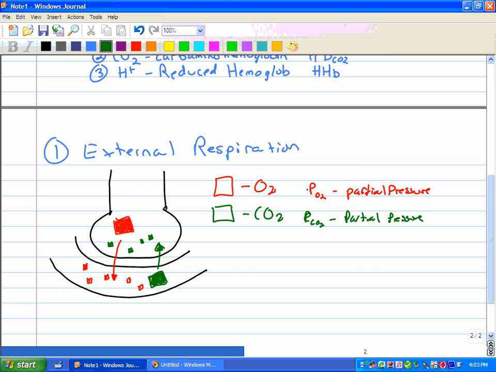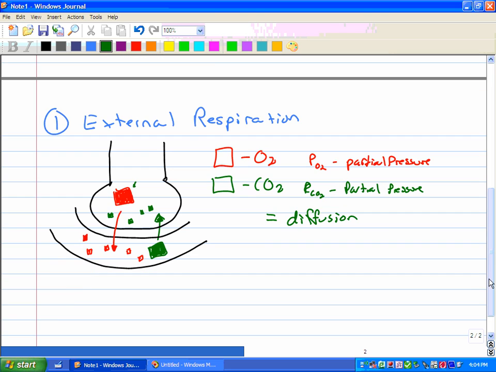What that partial pressure just means is pretty much the amount of gas that's in a certain area. So this would be a high partial pressure of oxygen, and this would be a low partial pressure. This would be a high partial pressure of CO2, and that would be low. And that's what facilitates that diffusion, how much pressure there is. So what we want to think about is what's going to happen now.